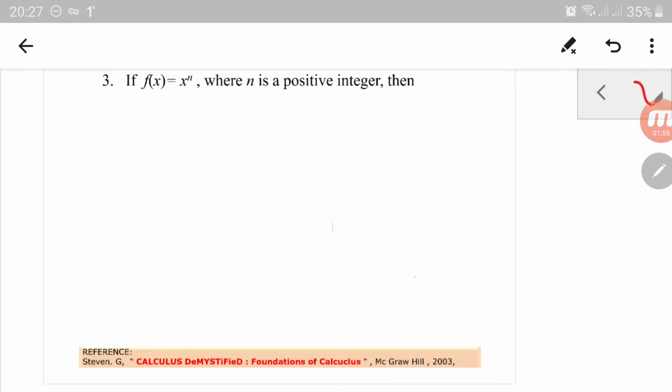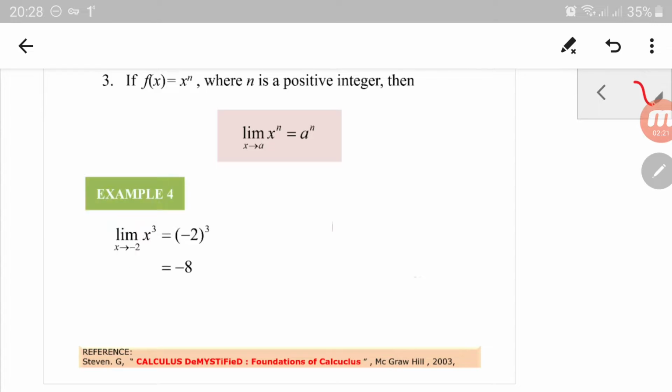Now when the function is in the form of x to the power of n, where n is a positive integer, it is supposed to be like this. The limit of x to the power of n as x approaches a equals a to the power of n. This is the example.